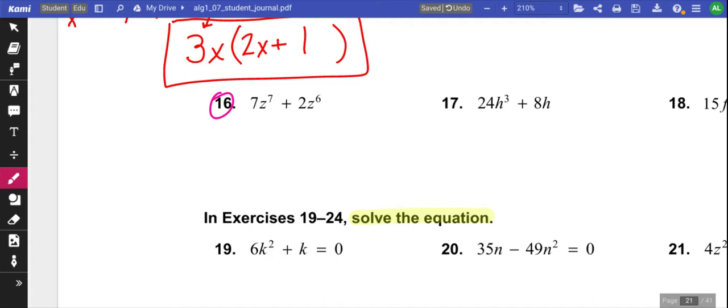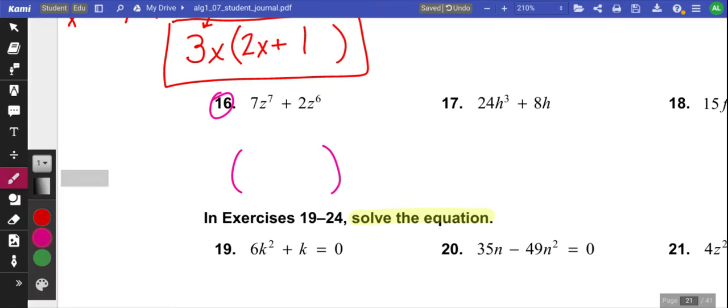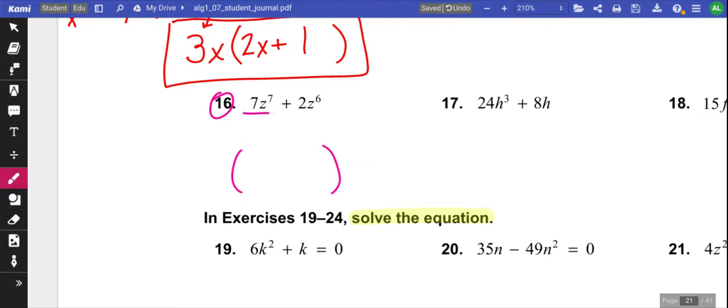Again, I'm always thinking about, I'm going to be left with something from each of these terms, and then something's going to go on the outside here. Whatever I divide each of these by is going to go to the outside of my parentheses. So I want to think, okay, what can I divide from each one of these? If I think about my numbers, okay, what divides into 7 and 2? Well, nothing, right? Nothing divides evenly, at least. So I can't take out anything from the actual coefficient. That's going to just stay the same. But I can take out a z.